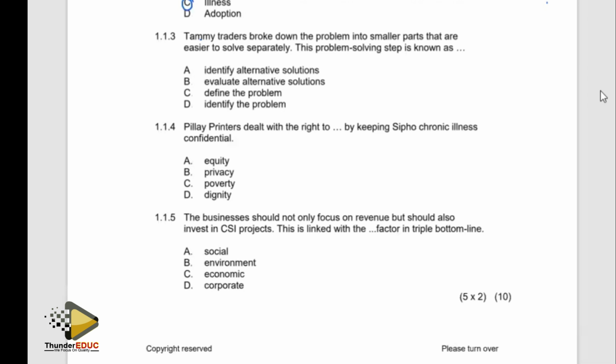1.1.3 reads as follows. Tammy traders broke down the problem into smaller parts that are easier to solve separately. This problem-solving step is known as identify the problem, which is our option D. Okay, right. Now let's check 1.1.4. Pillar printers dealt with the right to dash by keeping simple chronic illness confidential. In this regard, our appropriate answer is going to be B, which is privacy. Okay, right. Now let's move on to 1.1.5. It says the businesses should not only focus on revenues, but should also invest in corporate social investment projects. These are linked with the dash factor in the bottom line. Our appropriate answer in this regard is going to be C.